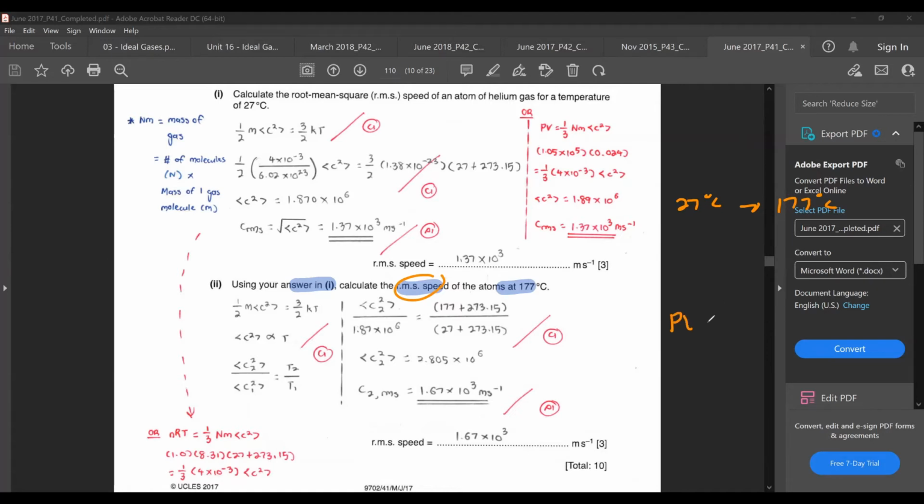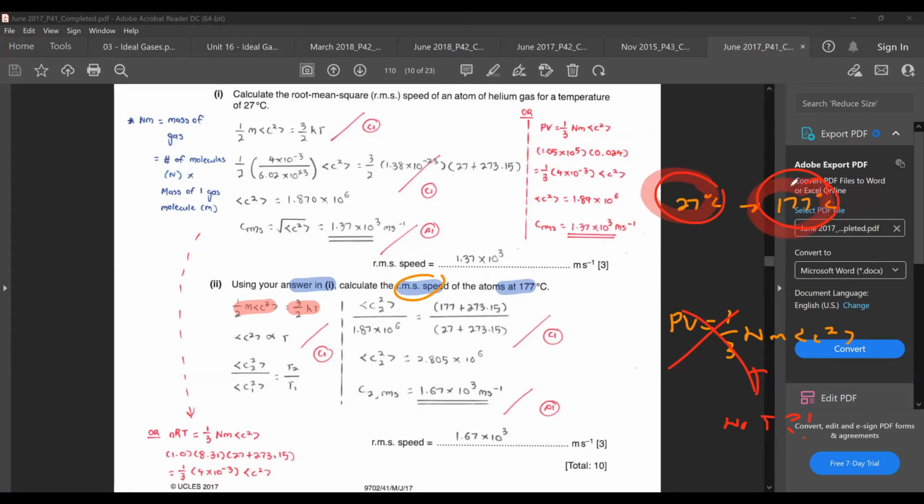Now you won't use PV equals 1 over 3 Nm c square here, because you have information for temperature. This one has no T, so you won't use this. The only thing that you know that has mean square speed and has T inside is this: half mc square equals 3 over 2 kT. So same thing, this equation applies to both these cases.